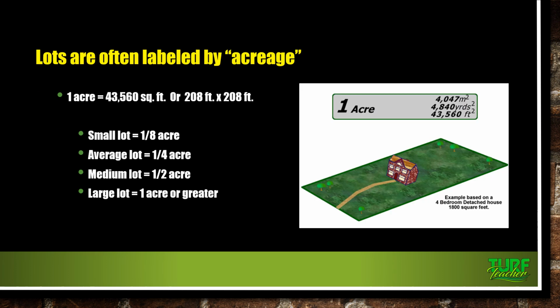And lots are often labeled by acreage. And 1 acre is equivalent to 43,560 square feet, or it is 208 feet by 208 feet if it is a perfect box. So typically your small lots are going to be at 1/8 of an acre, average 1/4 of an acre. Your medium lots are 1/2 acre, and then your large lots are 1 acre or greater.